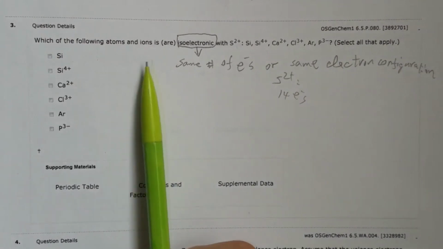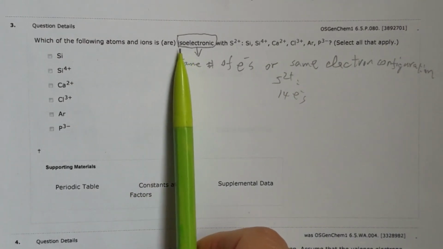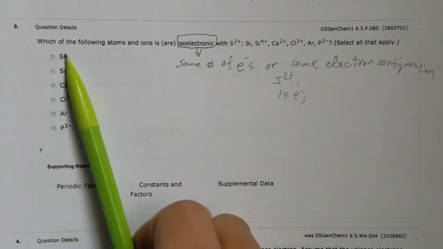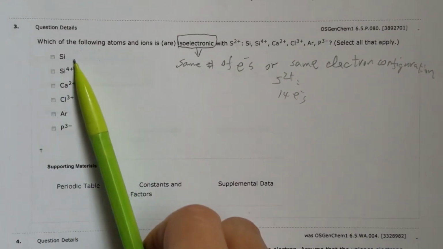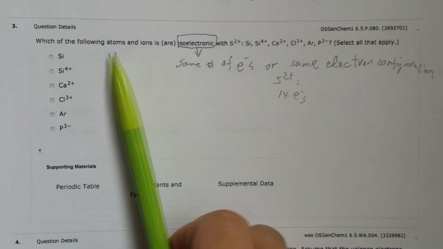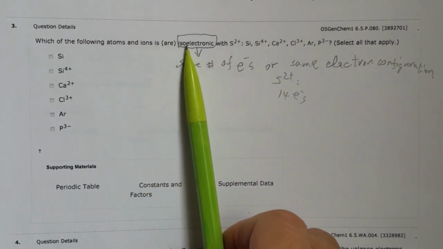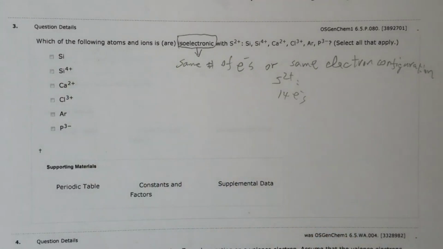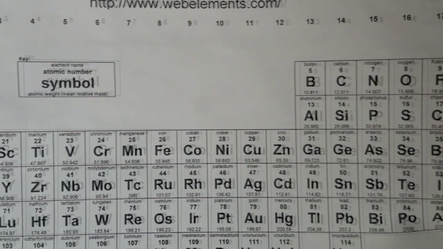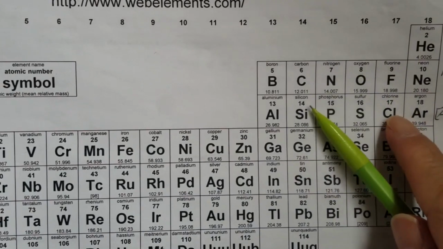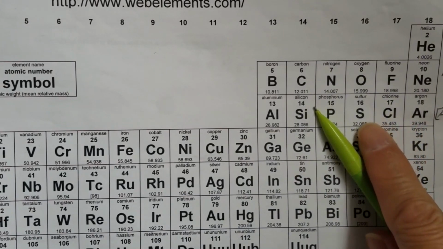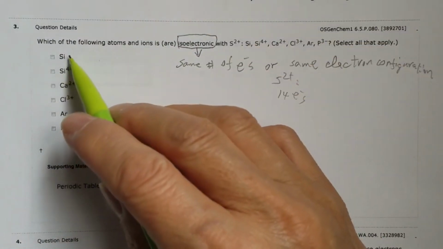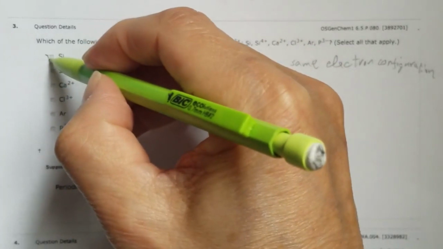So now the question becomes simple. We just need to count the number of electrons for those atoms or ions. Whatever matches 14 electrons, we can say that atom or ion is isoelectronic with S2+. So first, let's look at silicon. From the periodic table, silicon has atomic number 14, which means the silicon atom has 14 electrons. That has to be one of the answers.